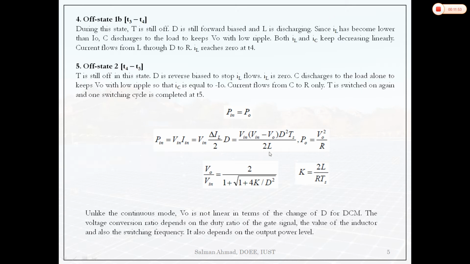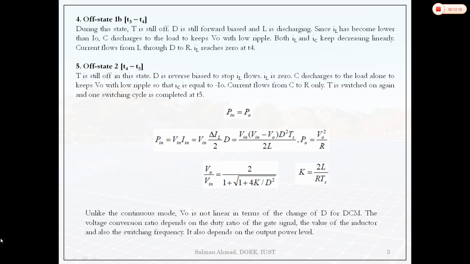Okay, if we equate these two powers, we can get one quadratic equation, and after solving we will get VO upon V in is equal to 2 upon 1 plus square root 1 plus 4k upon D square. Okay, where k is nothing but 2L upon RTS. This term is very important. Okay, you should always remember k is equal to 2L upon RTS.